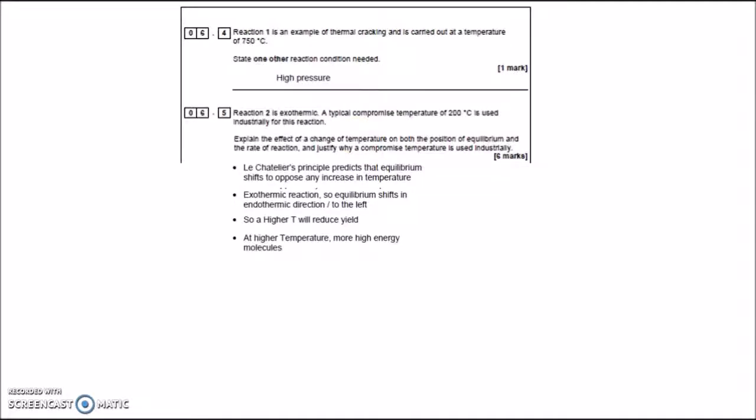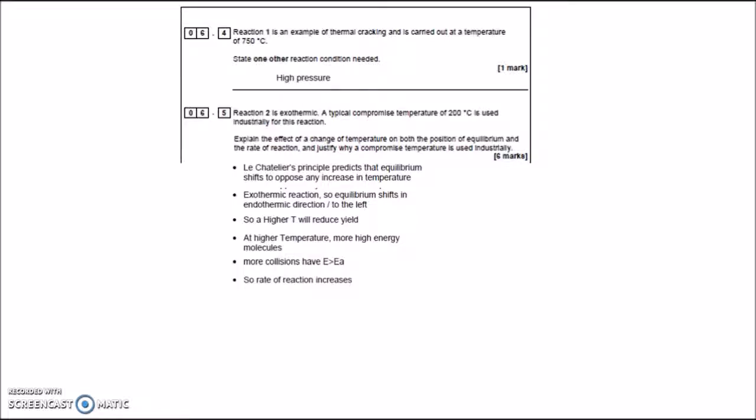A higher temperature provides more molecules with a higher energy, so more molecules have the activation energy or above. That's what happens. The activation energy is the minimum amount of energy for particles to collide successfully. So more particles now have the activation energy and have more successful collisions, and so the rate of reaction will increase.